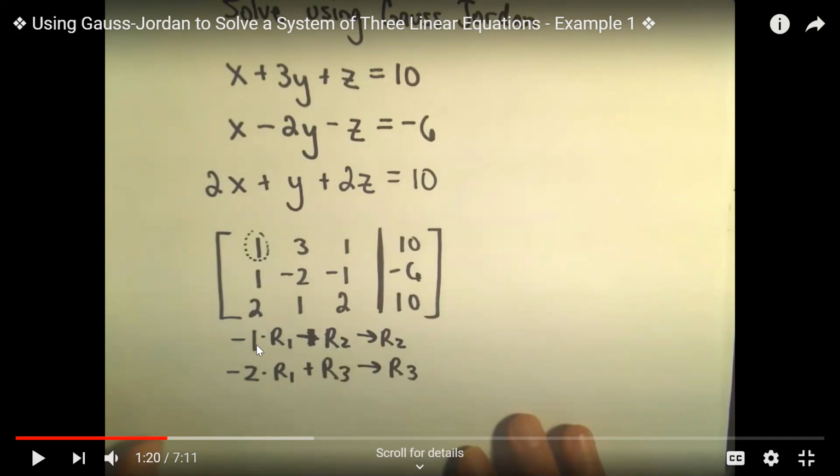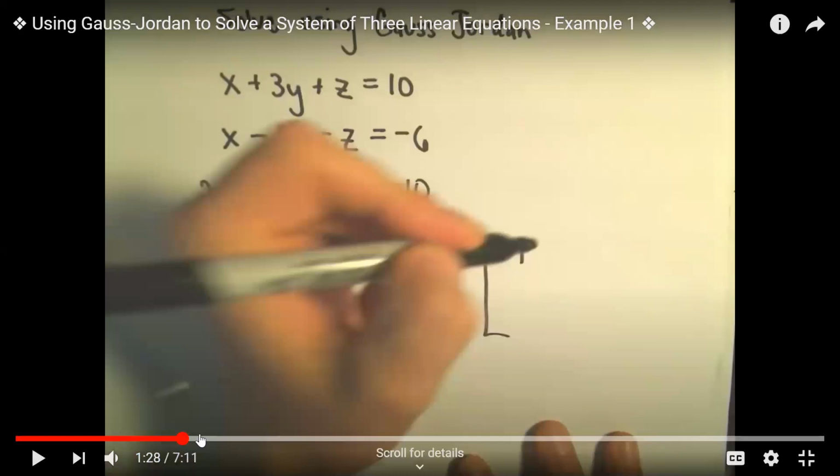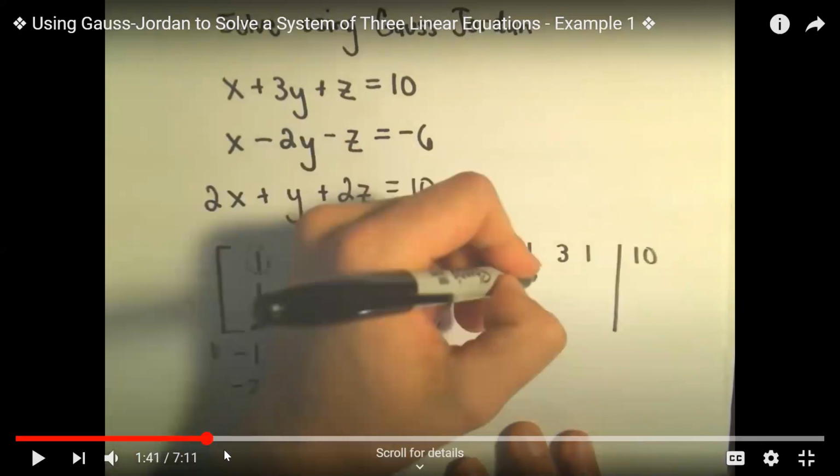So in an expression like -R1 + R2, the operation is what's on the left, and the arrow means that this operation gives you a result that has to replace the R2 row. Similarly, this -2R1 + R3 is an operation, and it is going to result in a row that has to replace the row R3. So that's why this arrow is like this.